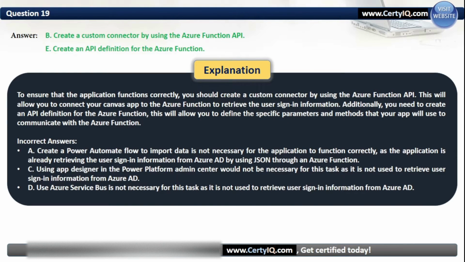To ensure that the application functions correctly, you should create a custom connector by using the Azure Function app. This will allow you to connect your Canvas app to the Azure function to retrieve the user sign-in information. Additionally, you need to create an API definition for the Azure function. This will allow you to define the specific parameters and methods that your app will use to communicate with the Azure functions.